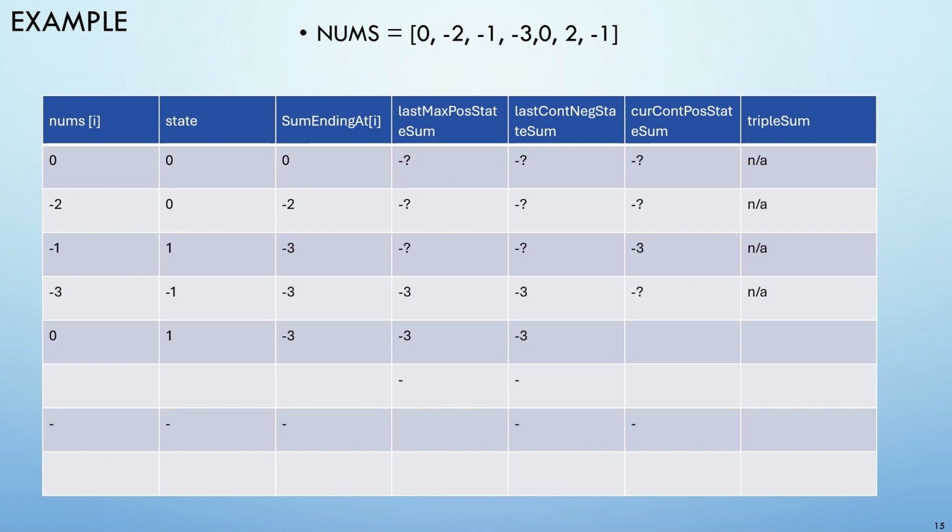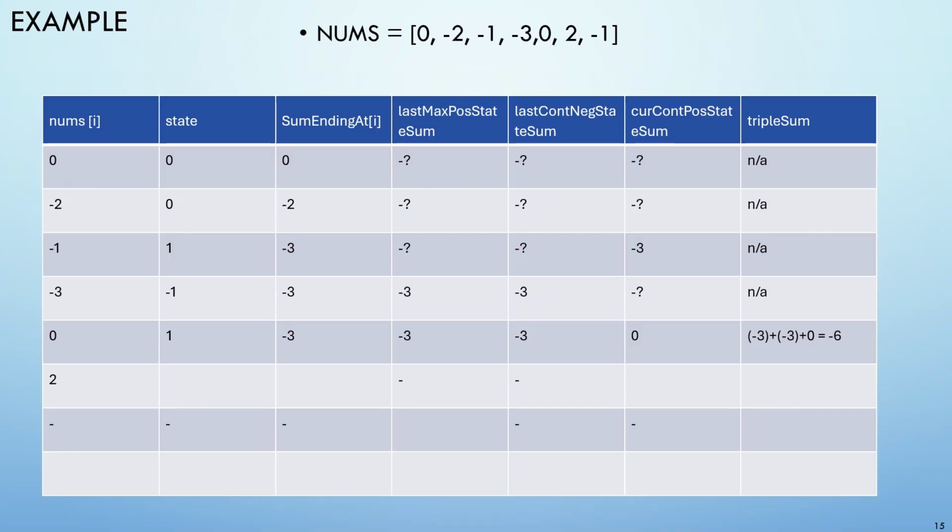The current continuous positive state sum will start from the current element because we are changing state from negative to positive. So the current element will be copied to the current continuous positive state sum, which is 0. And since all the three segments are available, we'll calculate the triple sum, which is minus 3, and 0, which will be minus 6.